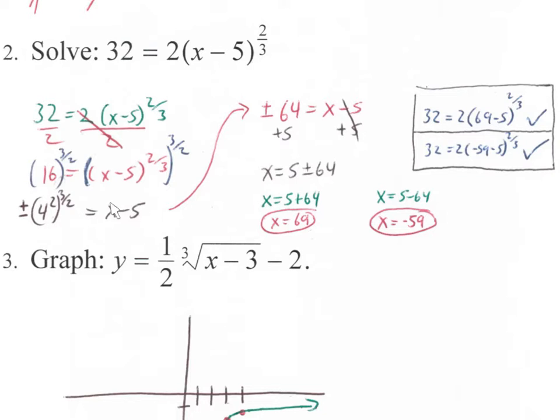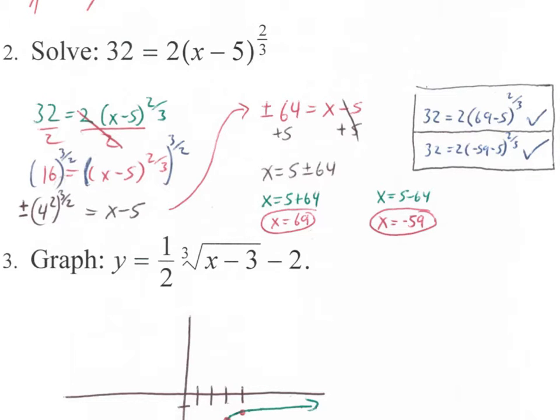Over here we have the x minus 5. Again, how do I know the 4 is squared? Because 16 is 4 squared. Why do I look for squared? Because the denominator is 2. How do I get this becoming 64? Well, the 2's cancel, leaving you 4 cubed. 4 cubed is 64. Don't forget the plus or minus.